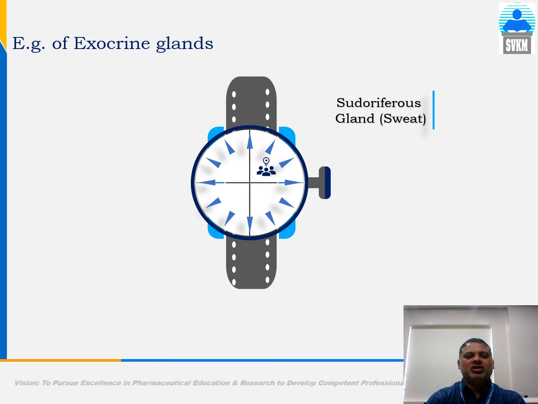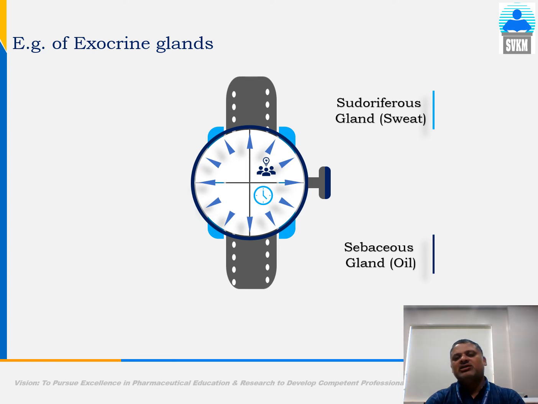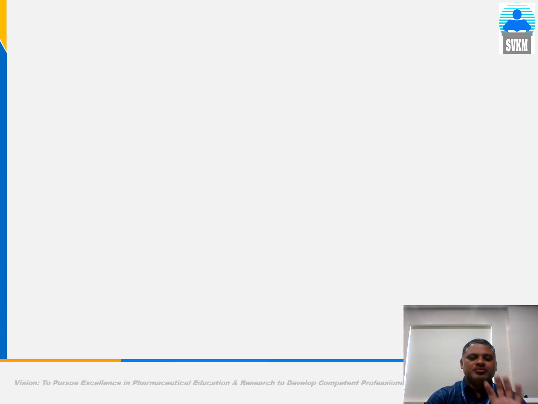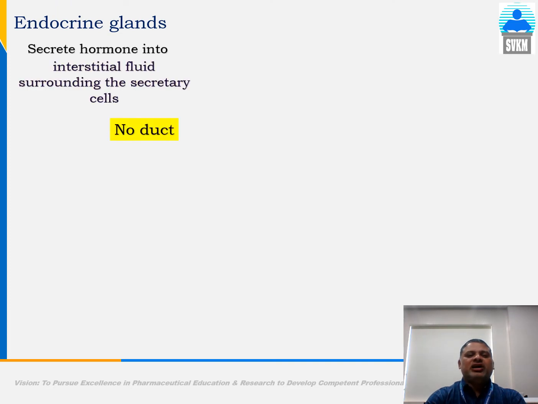Now, there are three to four types of examples of exocrine glands. One is the sudoriferous gland, that is, the sweat gland. The second example is the sebaceous gland. The third example is the digestive gland, and the fourth example is the mucous gland. Now the examples of the endocrine glands.